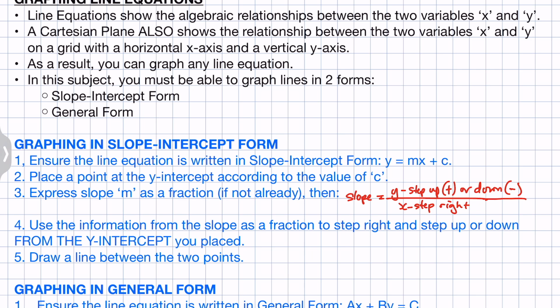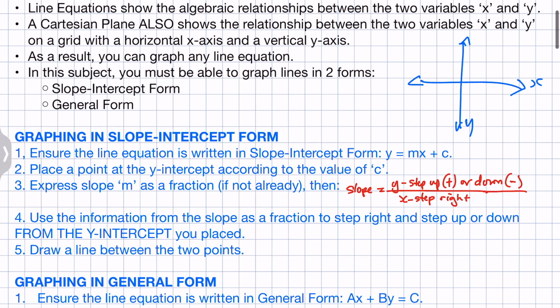It shows the algebra relationship between the variables x and y. A Cartesian plane also shows the relationship between the variables x and y because a Cartesian plane looks like this. You've got the x coordinates along the horizontal, you've got the y along the vertical. As a result, you can graph any line equation.